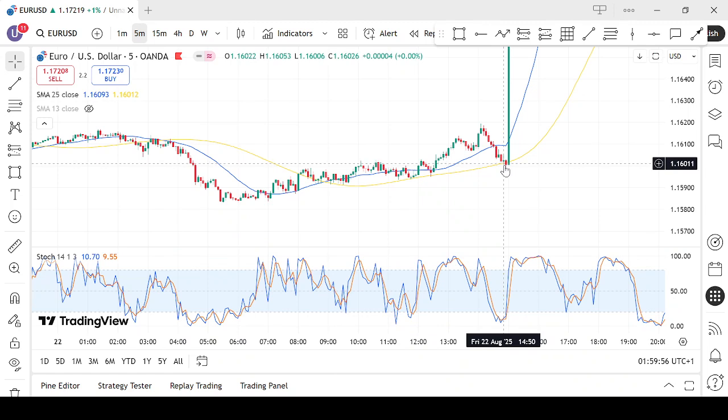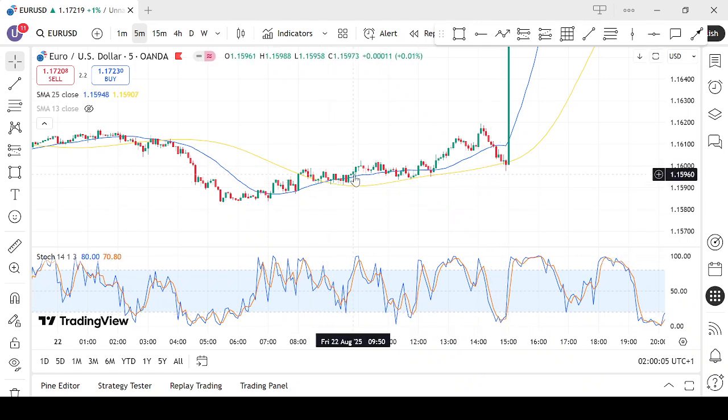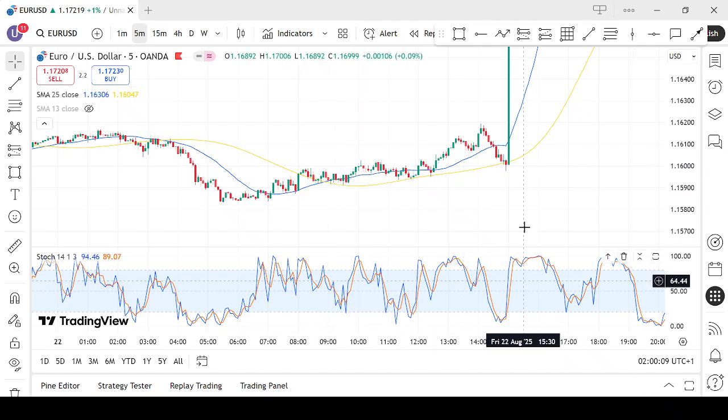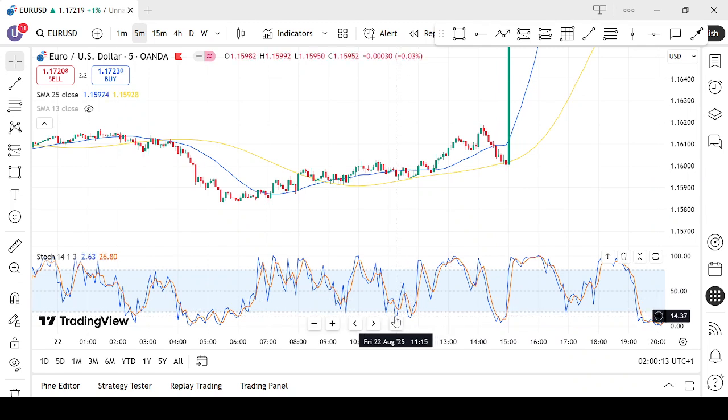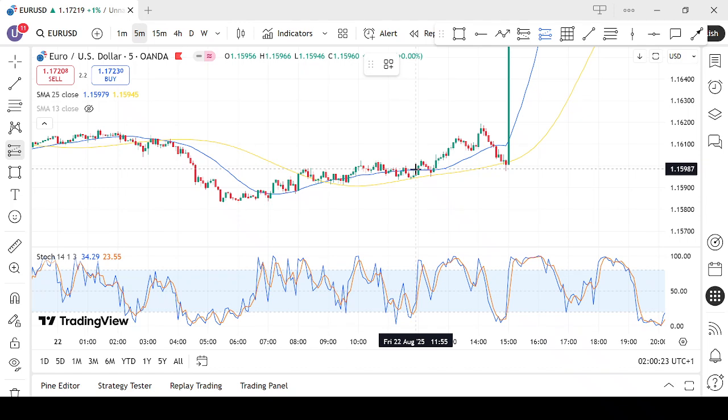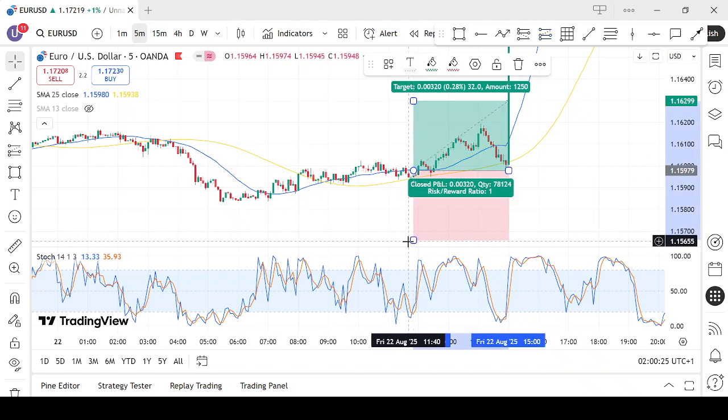So at this point you can see that it is below the 20 level. We can see that our blue line has crossed over our yellow line, indicating a buy signal. So the moment we leave our 20 region, the moment the stochastic oscillator has traded above 20, this will be a perfect opportunity for us to enter a buy trade after our crossover.